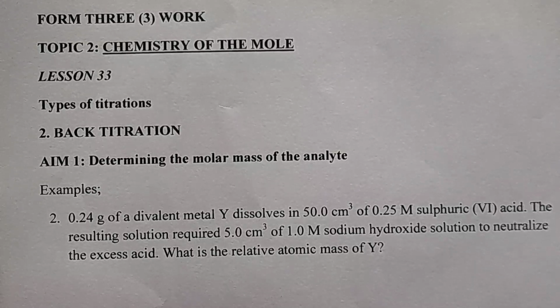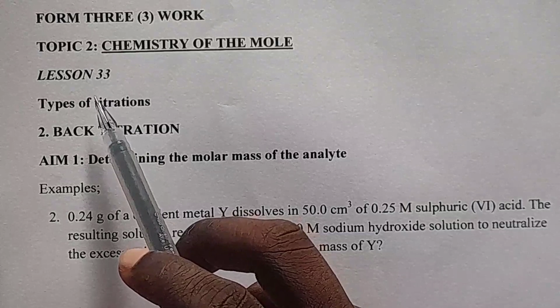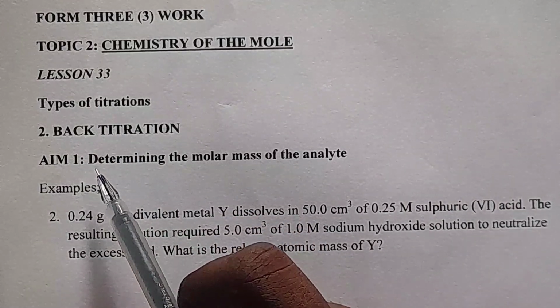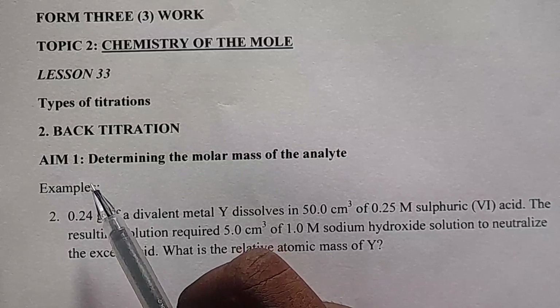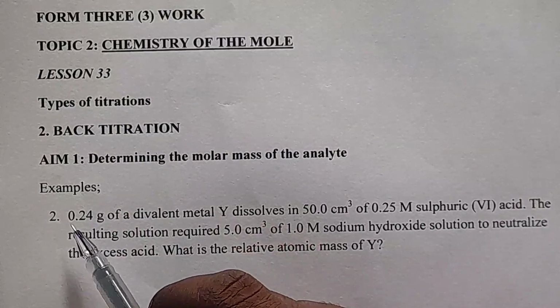Hello learners, welcome. Previously, lesson 32 form 3 topic 2, we were dealing with back titration, aim number 1, which was determining the molar mass of the analyte. We have done example 1. So today, lesson 33, we are going to do example number 2.